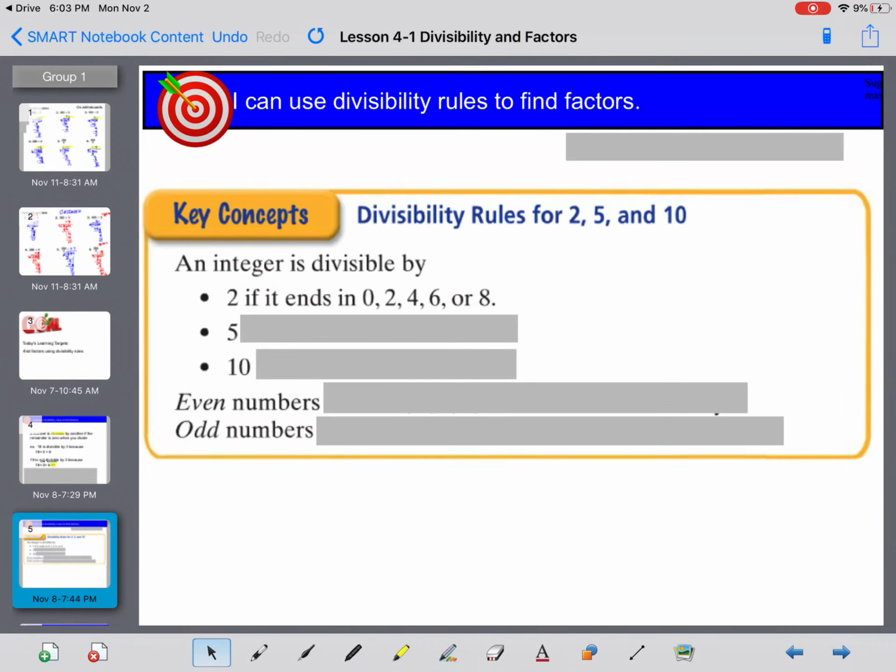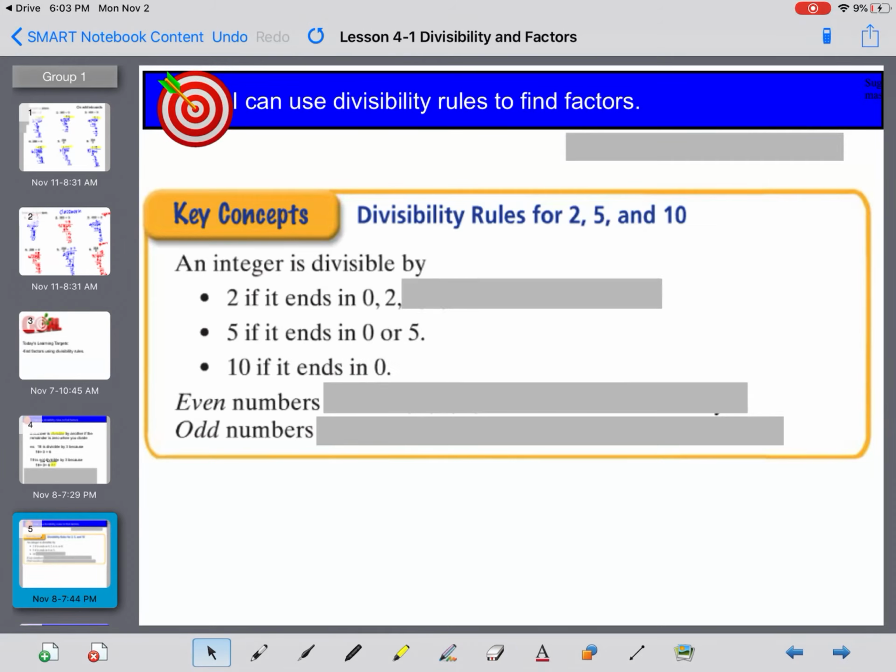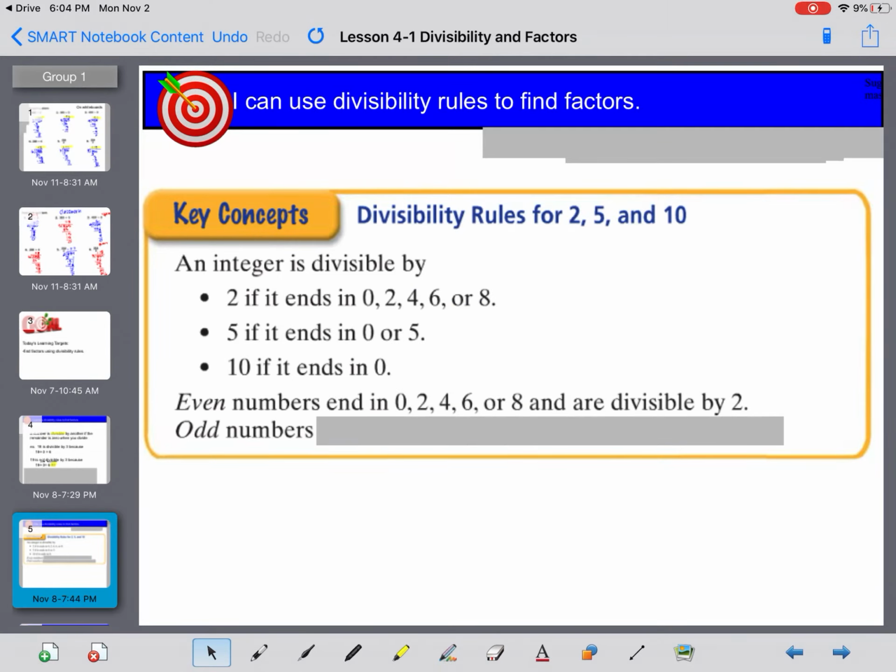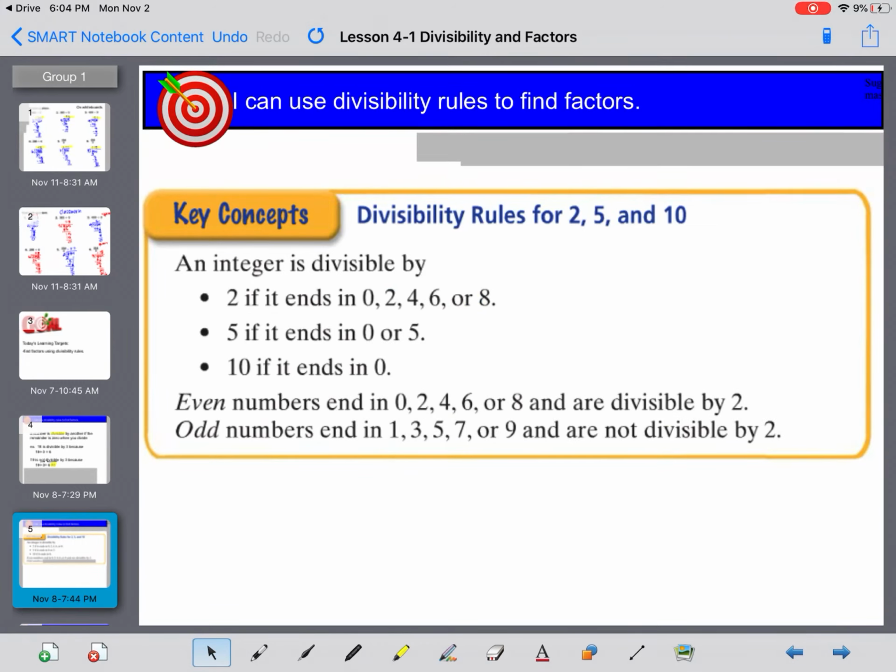An integer is divisible by 5 if it ends in a 0 or a 5. A number is divisible by 10 if it ends in 0. So, even numbers we're going to define as any number that ends in 0, 2, 4, 6, or 8, or as a number that is divisible by 2. Those are even numbers. And then as a reminder, odd numbers are numbers that end in 1, 3, 5, 7, or 9. Or you could say they are not divisible by 2.